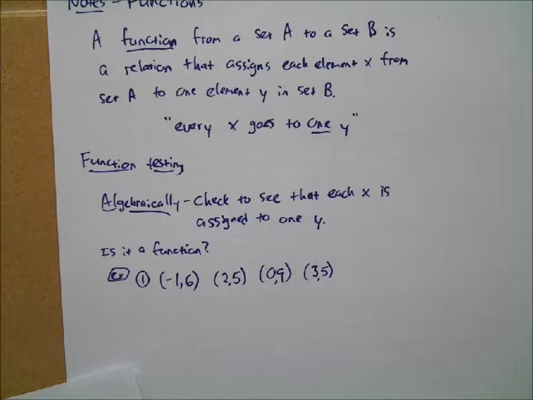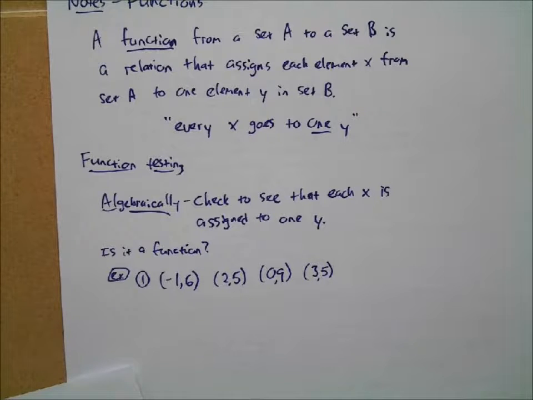Okay? So, does every x get paired with only one y value here? I hear yes. I hear no. No? Okay. So let's take a look. Does this x, -1, get paired with only one y value here? Just a 6, right? There's no other -1s that get paired with a different number.